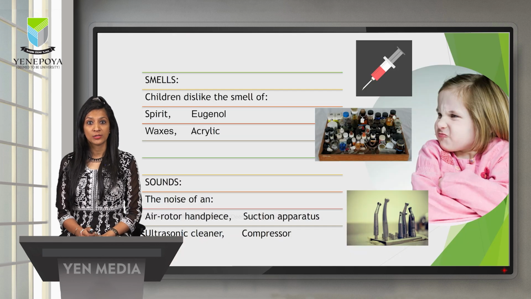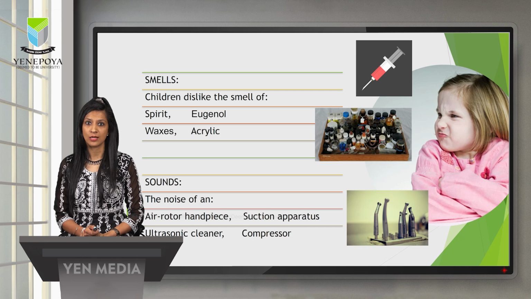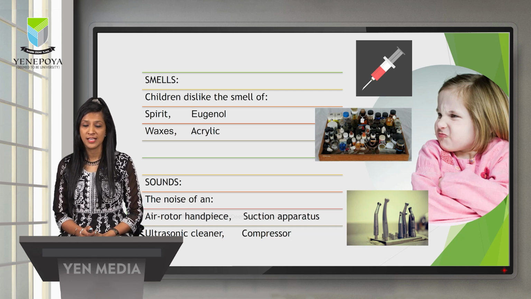We have spoken about the colors in the dental clinic. Now we will be discussing about the smells and the sounds in the dental clinic. Now children, they dislike certain smells and sounds, and as a dentist we need to be aware of this. Now children generally dislike the smell of certain medications. They dislike the smell of eugenol, spirit, waxes and acrylic. And they also do not like certain sounds that are loud or sudden. For example, the noise of an aerator handpiece, a suction apparatus, ultrasonic cleaners, and also your compressors.